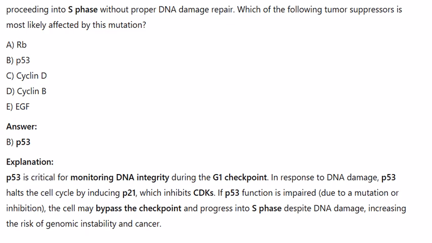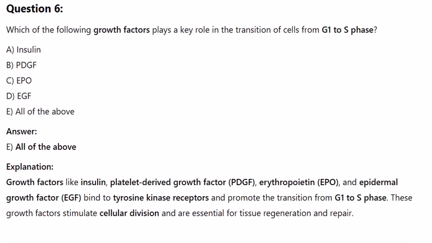Question 6. Which of the following growth factors plays a key role in the transition of cells from G1 to S phase? A. Insulin, B. PDGF, C. EPO, D. EGF, E. All of the above. Answer. All of the above.